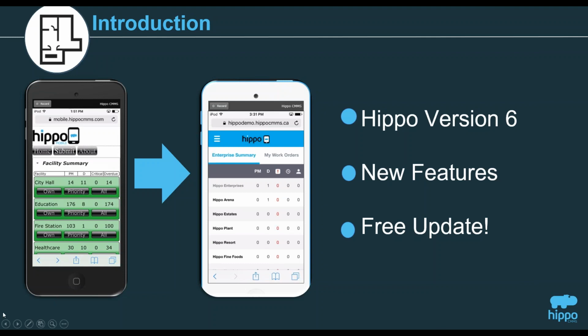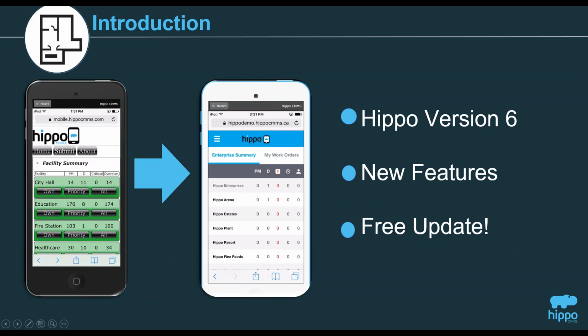So just a quick introduction to Hippo Mobile. We have recently released the brand new Hippo version 6. On the left side, we can see Hippo version 5 mobile. We've actually redesigned Hippo version 6 mobile with a bunch of new features. These new features include equipment management, parts management. We've completely redesigned the interface, so it's a much more pleasant and easy to use mobile experience. Now, this update is free for all version 5 users.